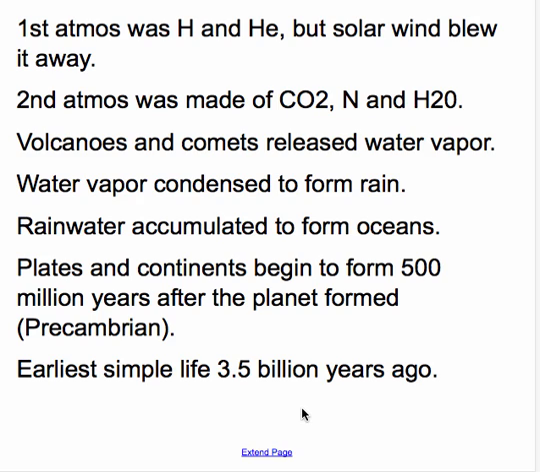Finally, the outermost part of the solid planet, the plates, the crust, the lithosphere, and the parts above water, the continents, began to form and started moving around. Then it took a long time for life to form on Earth. The earliest simple life came around 3.5 billion years ago, and that's very simple life. We're talking about single-celled organisms.